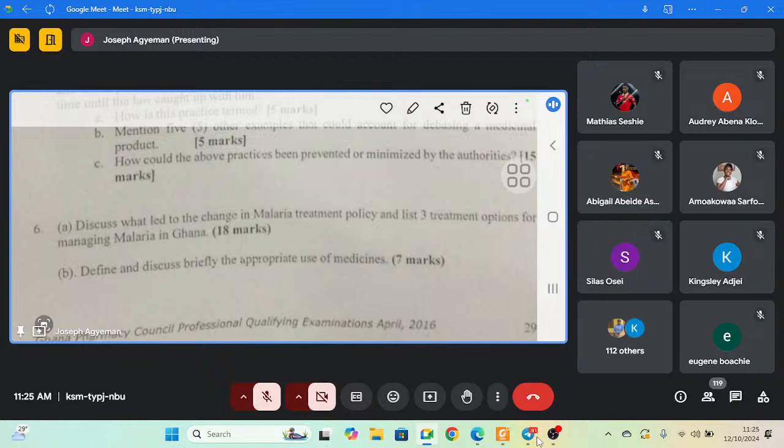So why those changes from time to time? Why is it that they are always changing? Any contributing factors? So that is what they are asking you. Discuss what led to the change in malaria policy. So just forget about malaria. Drug policies or treatment policies. What are the possible contributing factors that can lead to a change in policy?